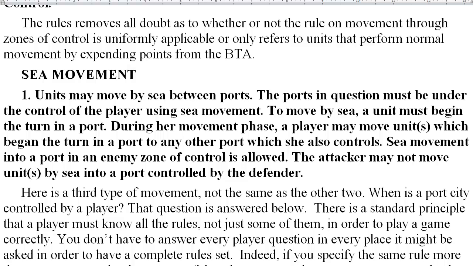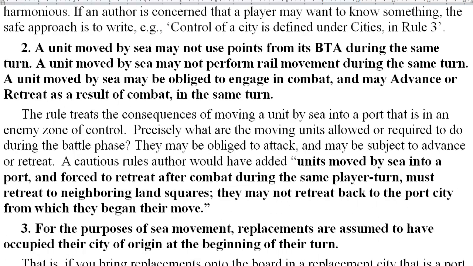I can't do sea landing into ports owned by the other player. A unit that uses sea movement, this is Rule 2, may not also use normal movement by expending movement points, and it may not perform rail movement. You move from one port to another and stop. However, if you land in a friendly port that's in an enemy zone of control, you're required to join in an attack immediately.